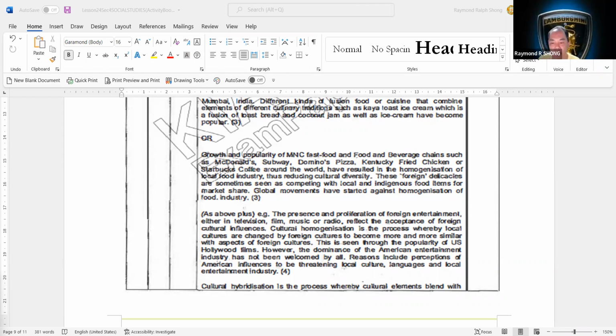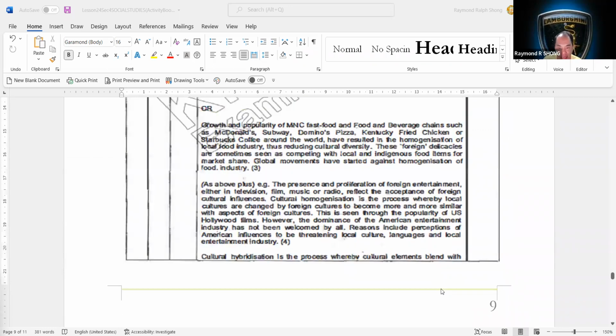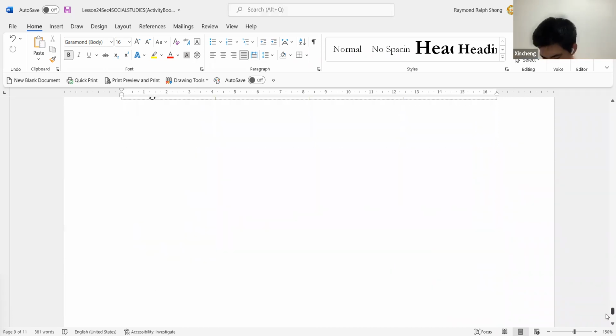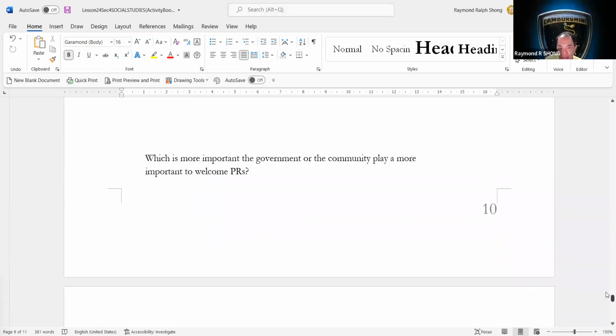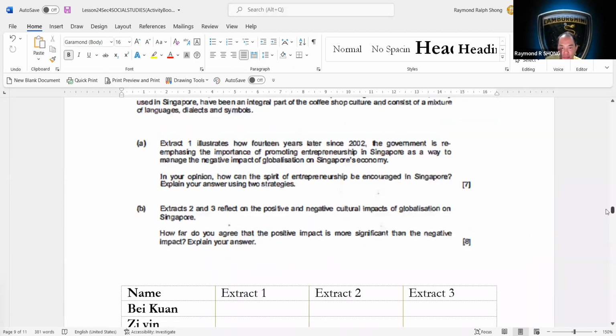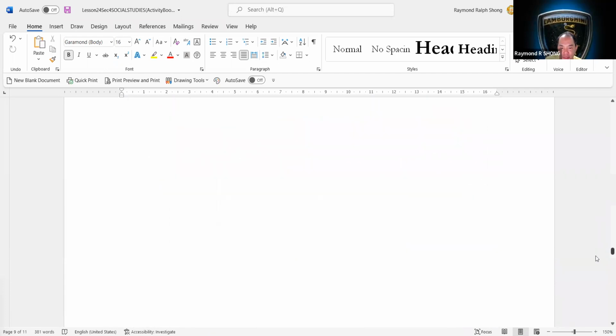So, cultural hybridization is the process whereby culture elements blend with... sorry, I do not have the answer, but okay, later, that is why I want all of you to write down your answer. I think I did have the answer. I remember I typed down my answer. I think it's the next slide. Okay, there's a quick one.